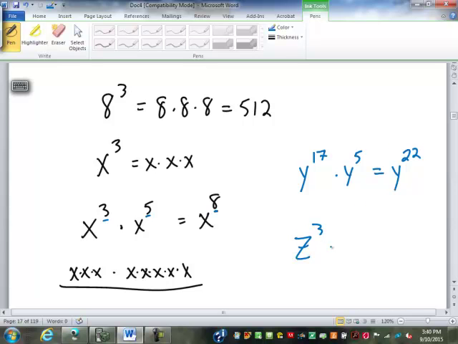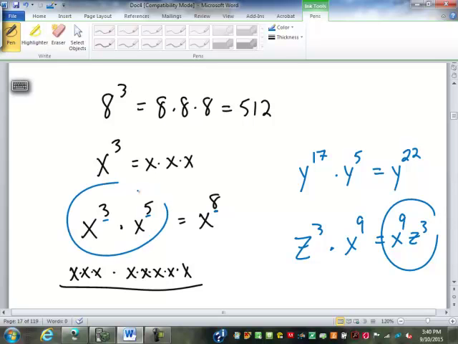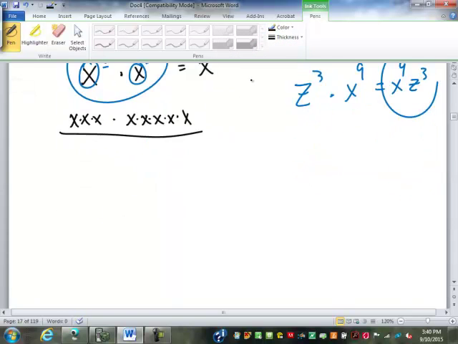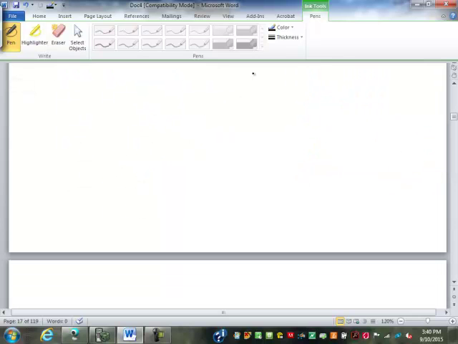If I have z to the 3rd times x to the 9th, I'm going to get... trick question. Different names. I can't combine the powers. I'm still multiplying them. I still multiply x to the 9th, z to the 3rd is multiplied. That's a result. But I can't combine the powers if they have different bases. I can only do this if the base, which is this part, is the same on both of them.